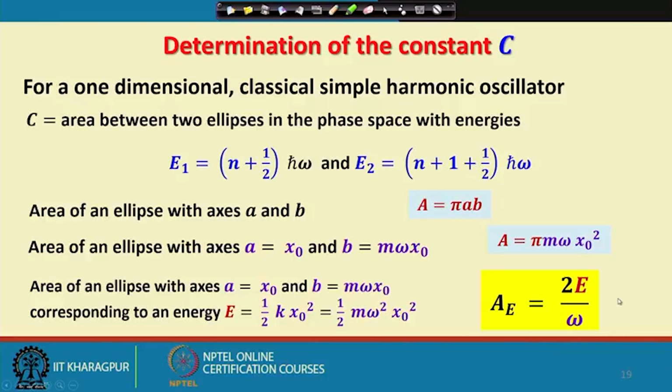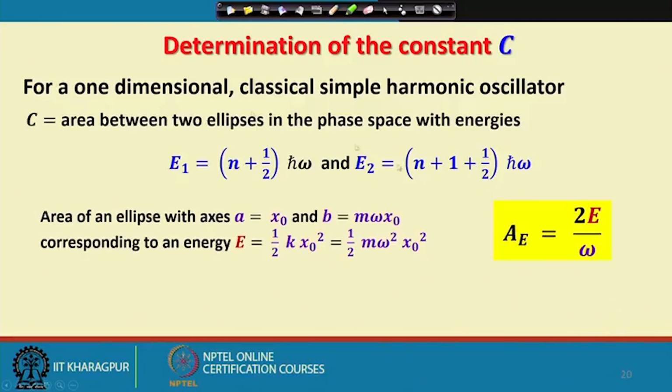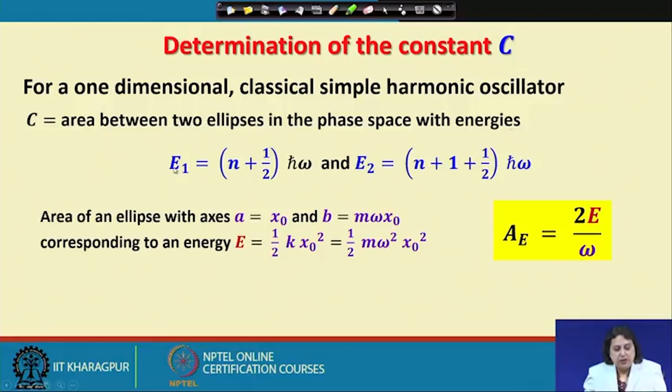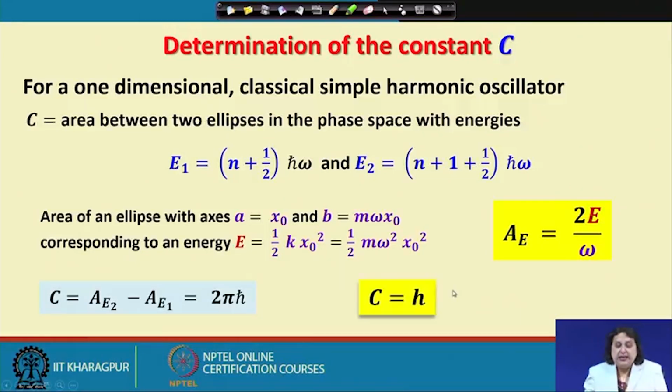If I do that, then I can very easily find out C, because C is the area between the two ellipses in the phase space with energies E1 and E2, and I know for a given energy E, the area is 2πE by omega. So, when I do this, I find that C is nothing but the Planck constant. So, here is that universal constant that gives us the connection between the classical description and the quantum description of the microscopic state of the system.